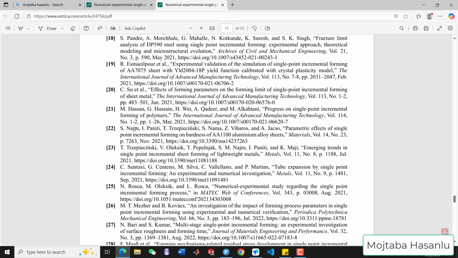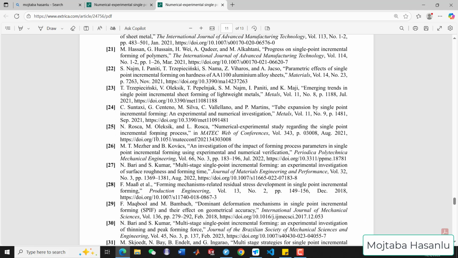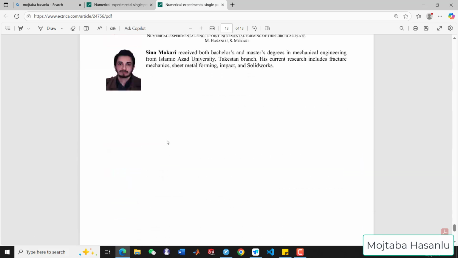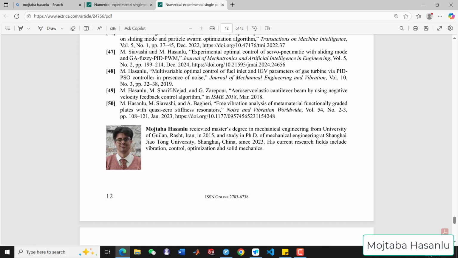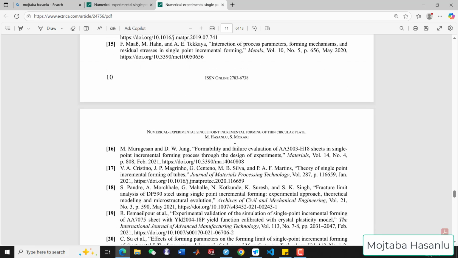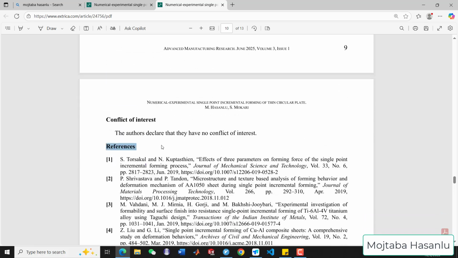So hopefully I will talk about references in detail in the next sessions. So yeah, for example, biography is optional. Maybe for some journals it is important, but for the other journals, no. So it's completely optional. But the main part is the references, okay?